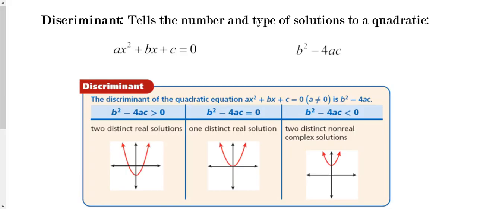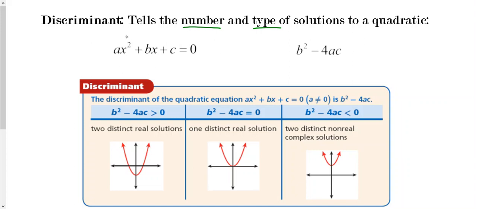The discriminant. The discriminant is actually part of the quadratic formula, and what it does is tell us the number and the type of solutions that the quadratic is going to have. So again, it tells us the number and the type of solutions.